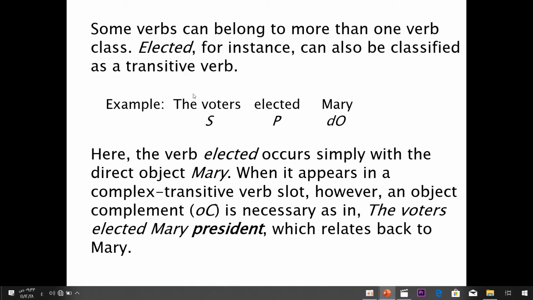Some verbs belong to more than one verb class. Elected, for instance, can also be classified as a transitive verb. Example: the voters elected Mary. Here the verb elected can function as a transitive verb. It means the voters chose Mary, selected Mary. Here the verb elected occurs simply with the direct object Mary. When it appears in the complex transitive verb slot, however, an object complement is necessary, as in the voters elected Mary president, which relates back to Mary. I mean, Mary was elected president.